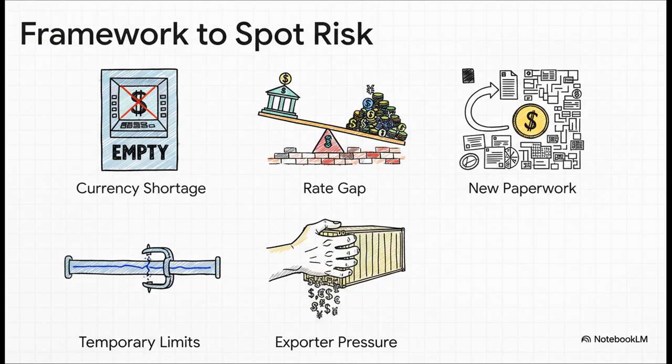First, constant shortages of foreign currency, like the US dollar, just become the new normal. Second, the gap between the official exchange rate and the rate on the street gets wider and wider. Third, all of a sudden there's a bunch of new paperwork required for routine money transfers. Fourth, be really wary of temporary limits on cash withdrawals or using your card abroad. They're often just trial balloons for something more permanent. And finally, when the government starts putting new pressure on exporters to convert their foreign cash at the official lower rate. Each one of these is a sign of growing financial pressure.